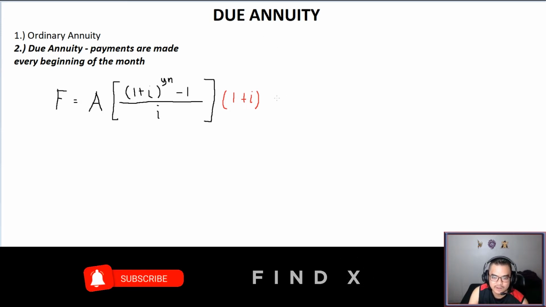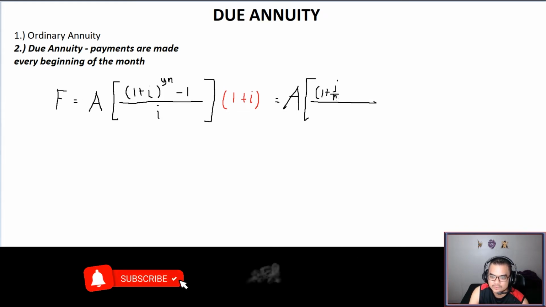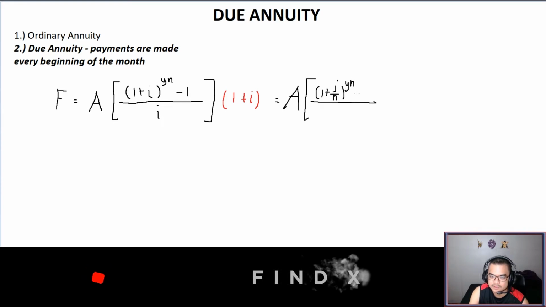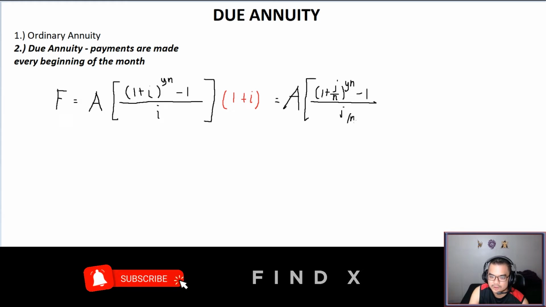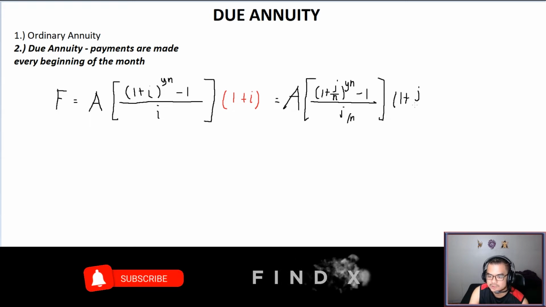So I'll just write this one. You can also write this one like this. That's 1 plus, again, i is just equal to j over n. You can replace i with j over n: (1 plus j over n) raised to yn minus 1, all over j over n. And of course, don't forget the additional factor of 1 plus i, which is 1 plus j over n again.